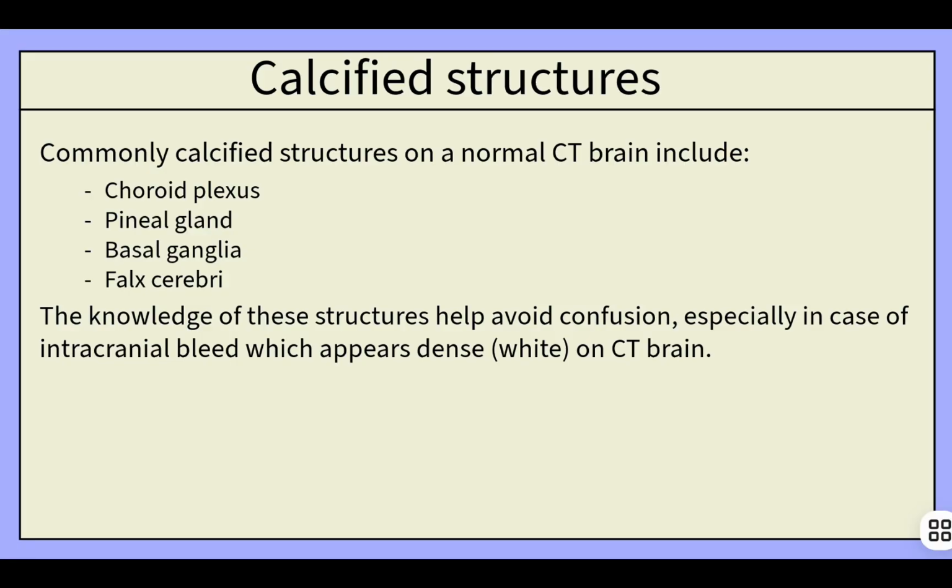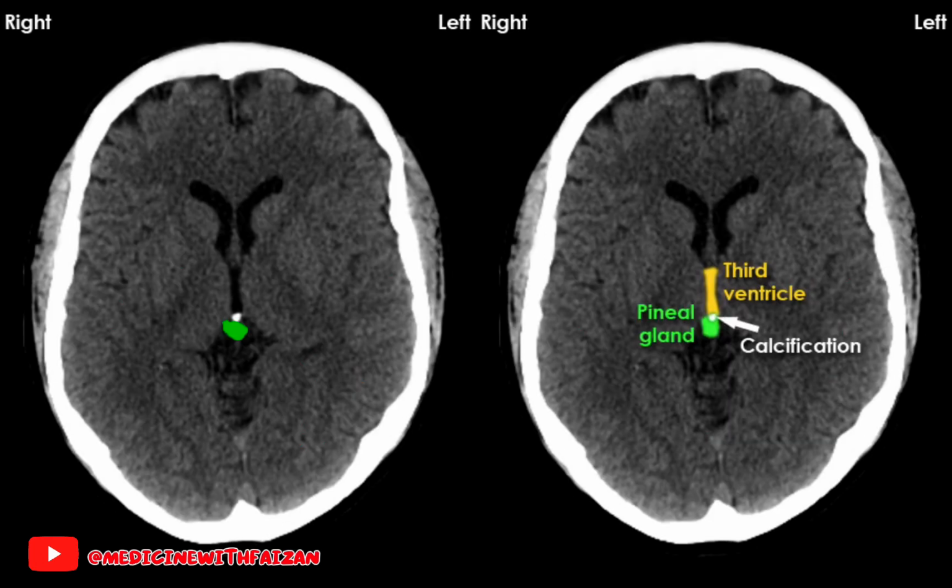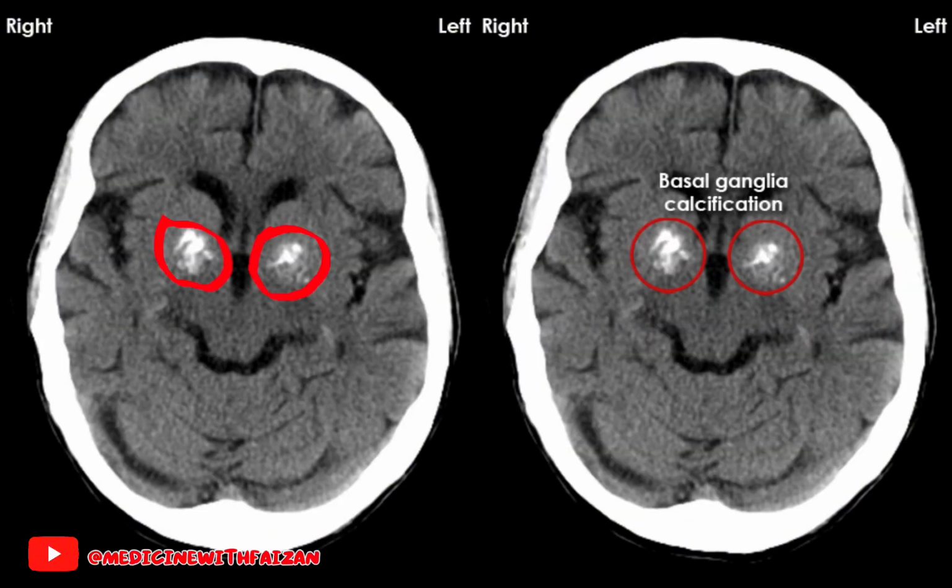There are several structures in the brain which are considered normal if calcified. Knowledge of these structures helps avoid confusion, especially when considering if there is any intracranial hemorrhage or not. The commonly calcified structures include the choroid plexus, the pineal gland, the basal ganglia, and the falx. As already mentioned, the choroid plexus of the lateral ventricles, shown here by red circles, is almost always calcified in adults. The pineal gland, shown by green, is located immediately posterior to the third ventricle. It is very commonly partially or fully calcified in adults. Shown here in red circles, calcification of the basal ganglia is common in elderly patients.